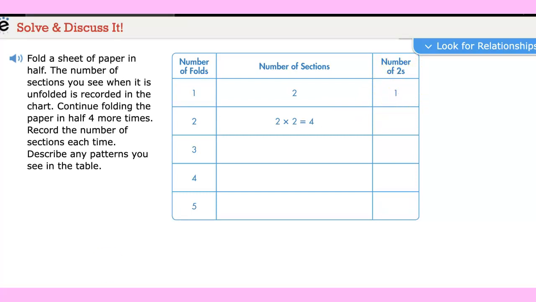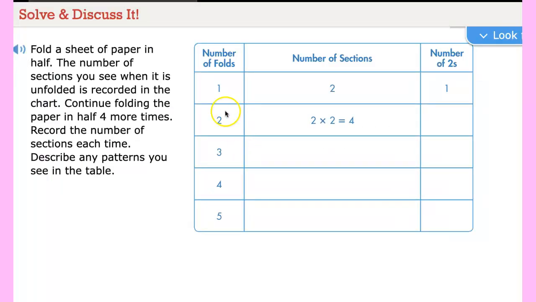I'll show you a picture to see what it is. So here's the first paper. I folded it in half. So the first fold gives you 2 parts. How many number 2s do you get? You get 1 number 2. Like, how many 2s are there? So you got 1 two. That's why it's here. You fold once, the number of sections is 2, and how many number 2s are there? There's only 1 two.